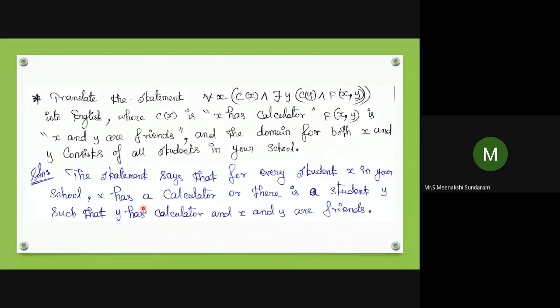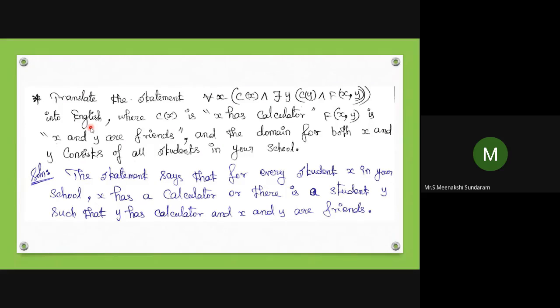Translate the statement to the symbolic form. Sometimes they can ask you to translate the statement: an English sentence we can convert to symbolic form. Here the question itself is given: for all x, C of x, disjunction, there exists a y, in between brackets, C of y, conjunction, F of x comma y. Translate into English. There exists will come with a conjunction, as I told you. For all will come with a conditional sometimes. This is the symbolic form given in the question, and we can convert it into an English sentence statement.